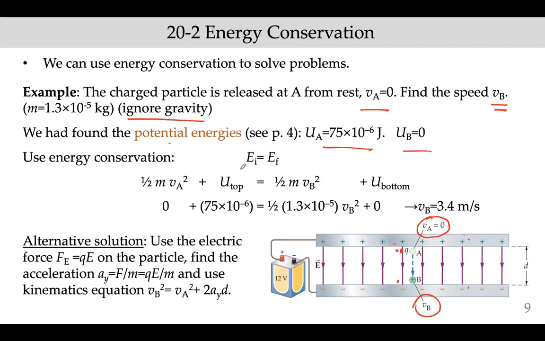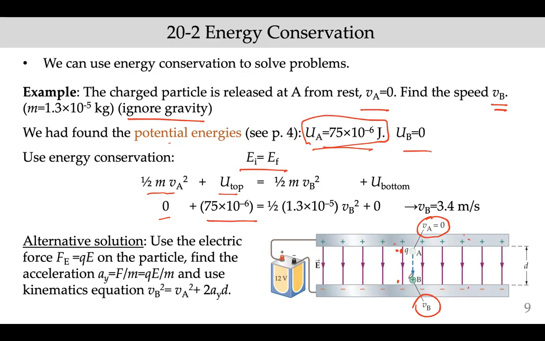Now let's use energy conservation. So initial energy should be equal to final energy, because in this system there's really no non-conservative forces like friction or air resistance. So the initial energy will be kinetic plus potential, but it started at rest, so there's no kinetic energy initially, so it's 0. The potential energy at the top is this value, so we write it here. Now, we equate it to the final case.